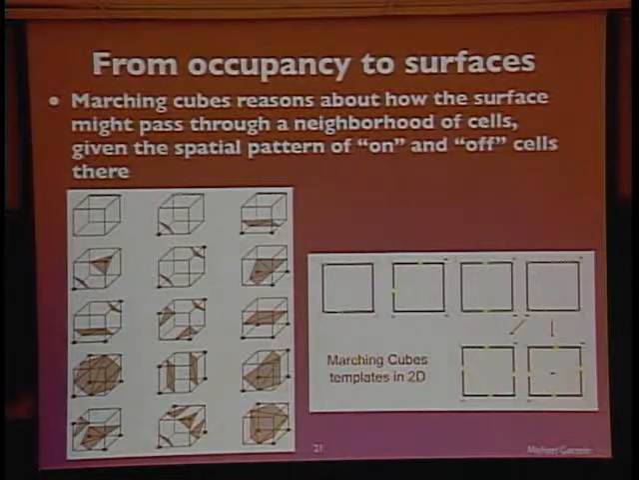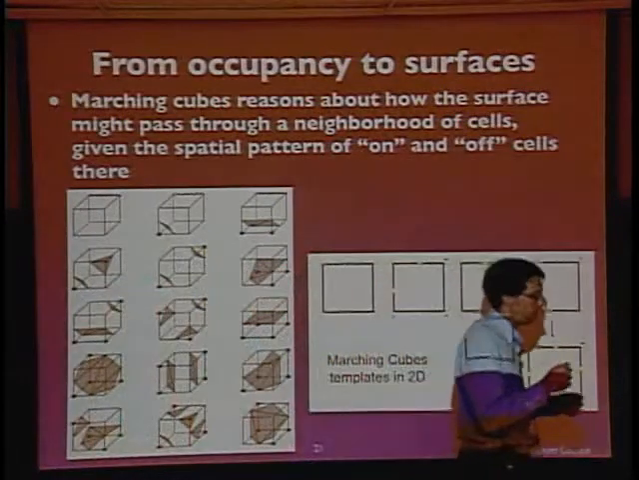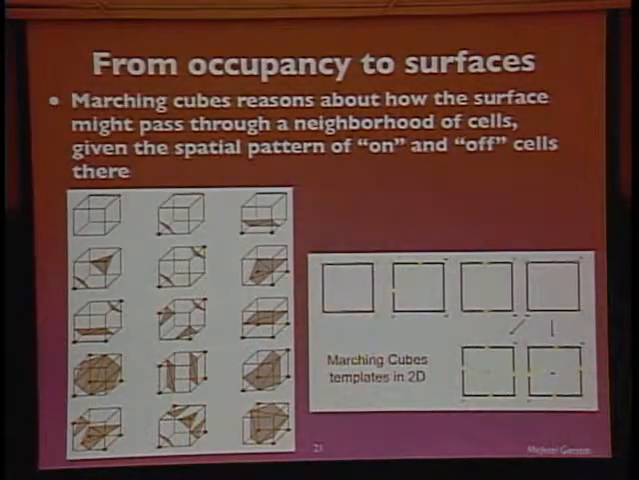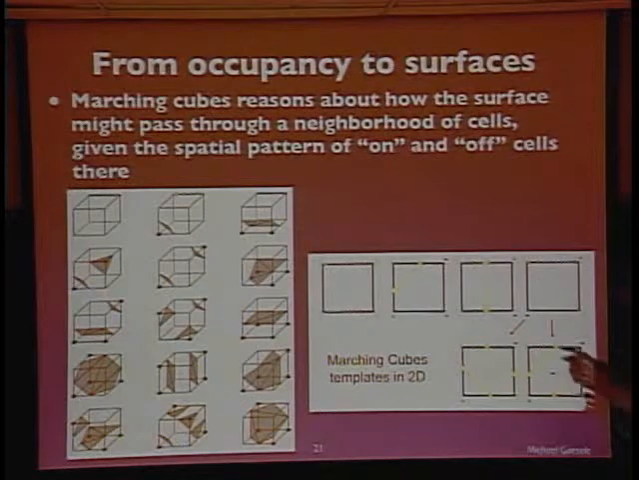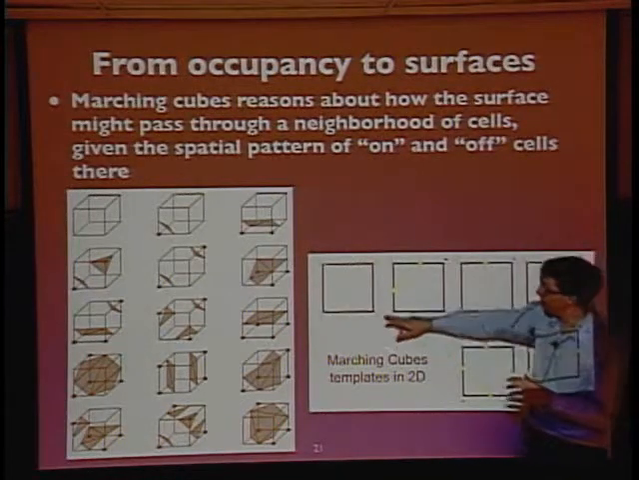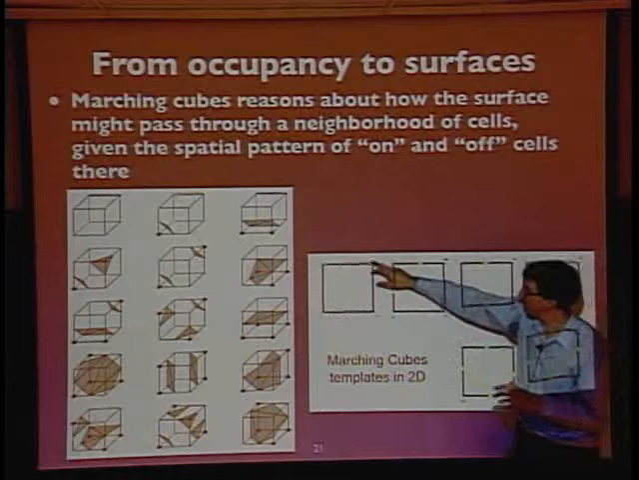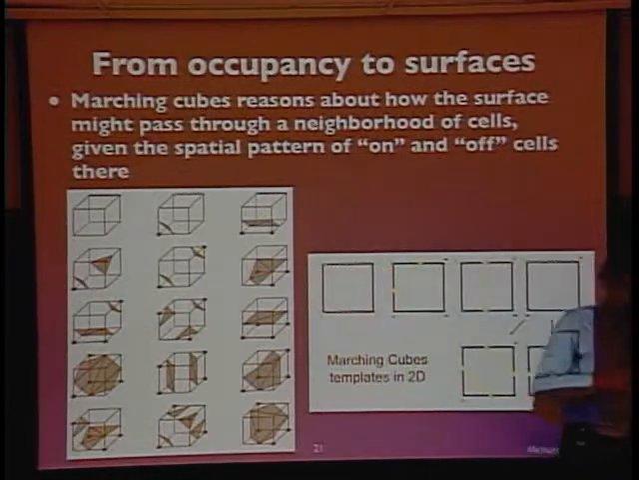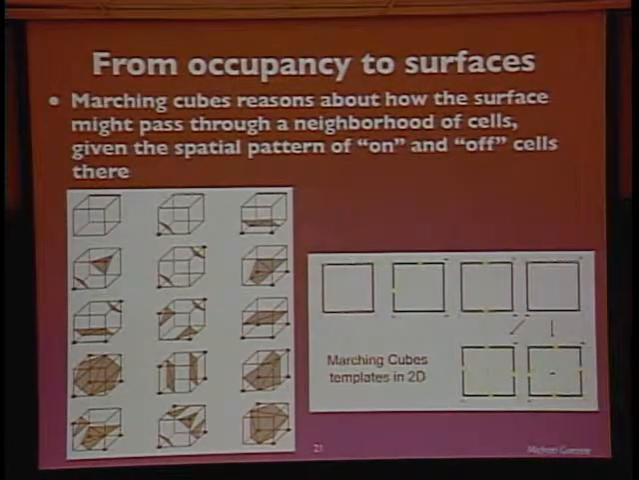The way to do that is to reason about, for every grid cell that's on this boundary, whether my other neighbors are also boundary cells or not. So let's think about this a little bit. If my neighbors on this side, that side, that side, and that side are all members of the set of occupied grid cells, then I shouldn't have surface going through there at all because I'm not on the boundary in any reasonable sense.